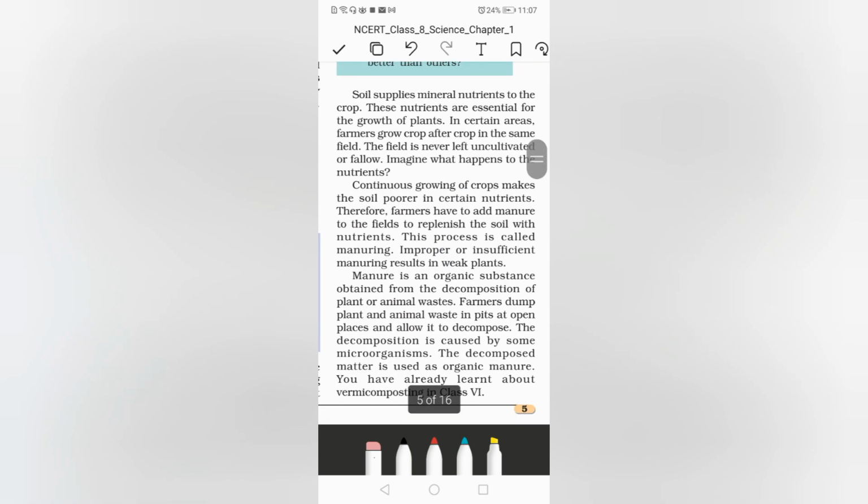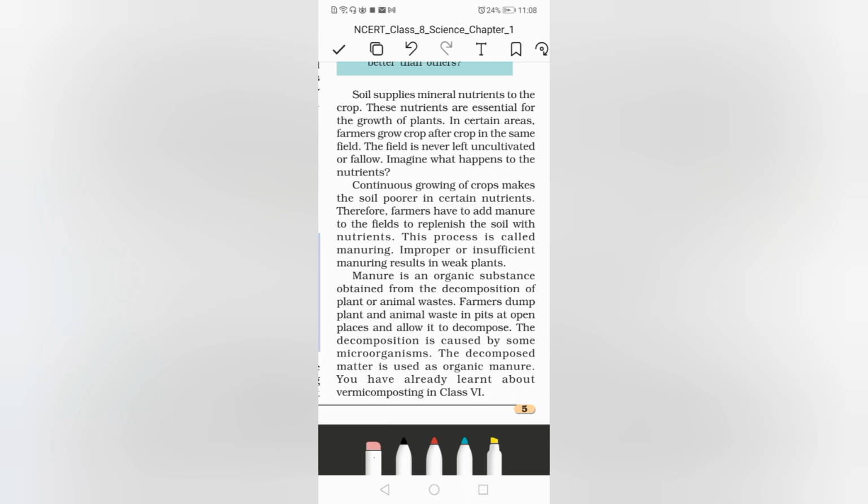Let's move on. Soil supplies mineral nutrients to the crop. These nutrients are essential for the growth of plants. In certain areas, farmers grow crop after crop in the same field. The field is never left uncultivated or fallow. Imagine what happens to these nutrients.